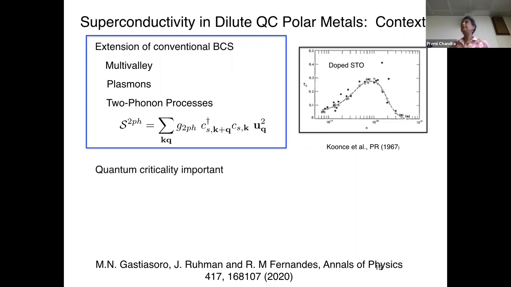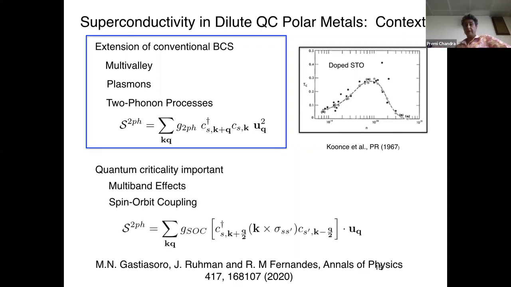Then people started thinking about quantum criticality. Probably Rusev and Millis were the first people I'll reference here to bring some of these polar systems to the attention of the quantum critical community. So quantum criticality became important. People started thinking about multiband effects and also the possibility of spin orbit coupling. Okay. And in spin orbit coupling, what we have is a coupling that's due to spin orbit. And we have a coupling here. We can couple directly to the critical phonon if we have this dynamical Rashba coupling.